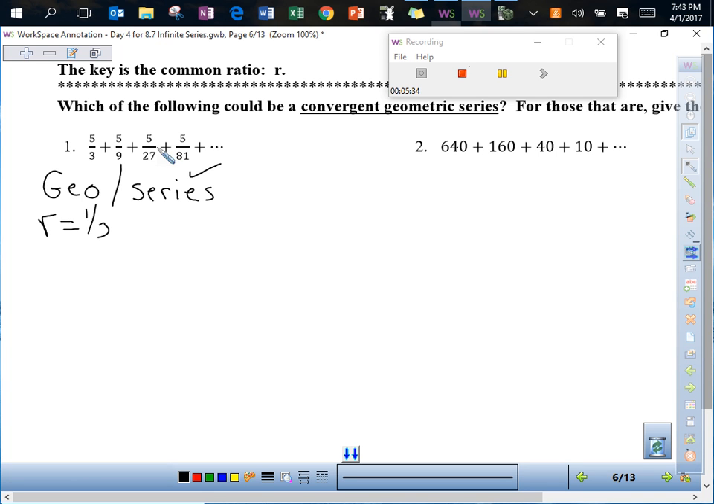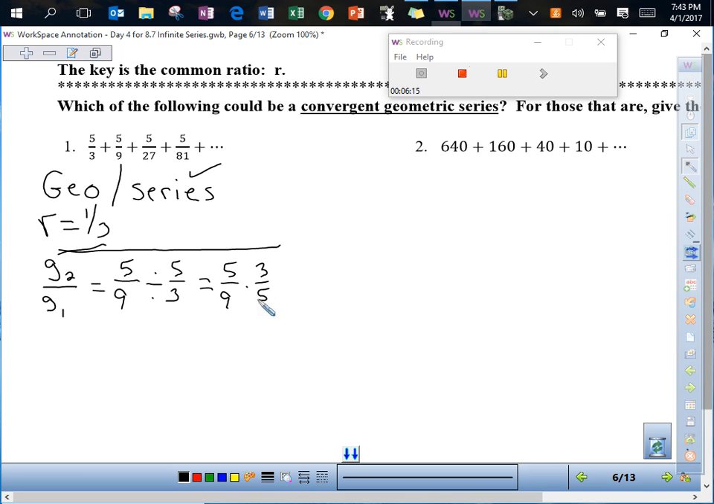Guys, here's another way. This is a little longer, but I'll show you both ways, and throughout the lesson we'll just use it. I'm going to take my second term divided by my first term, and if I do that, I'm going to have 5/9 divided by 5/3, which really becomes 5/9 times 3/5. Well, those cancel out, leaving me 3/9, which is 1/3.